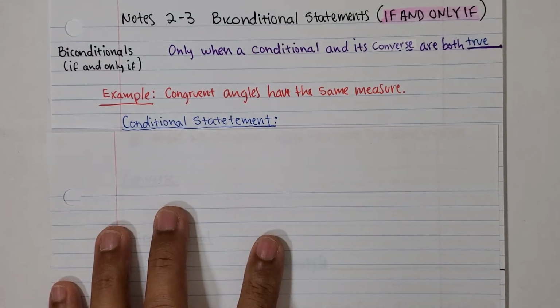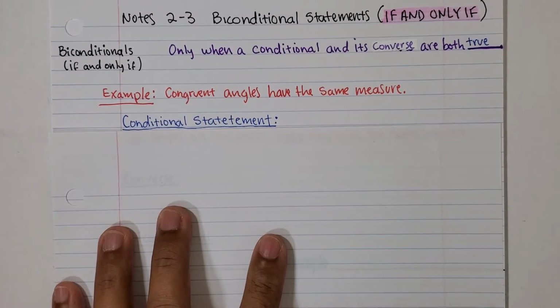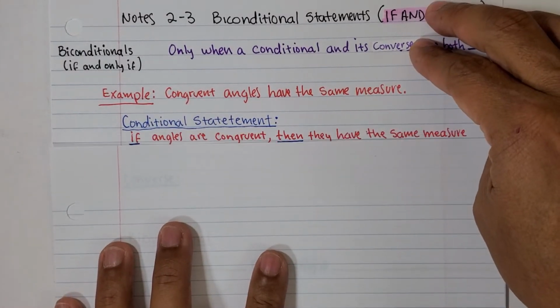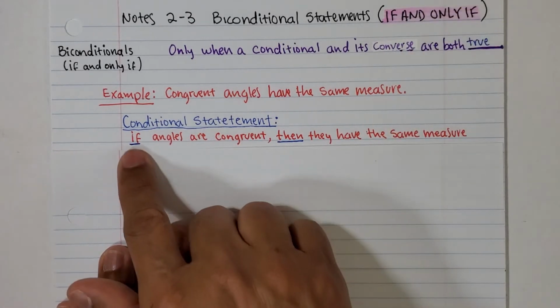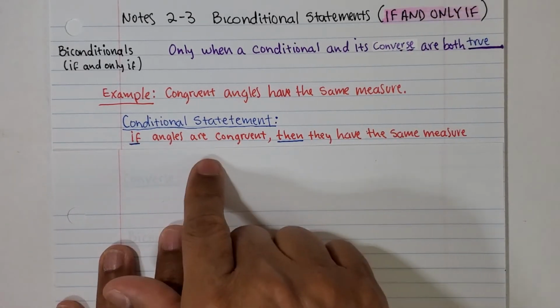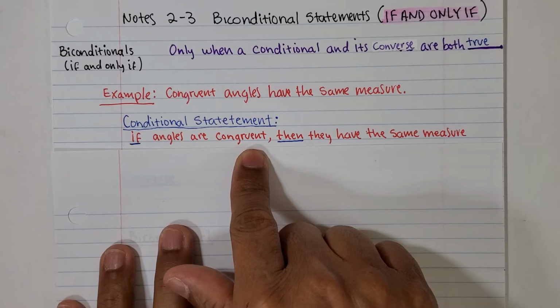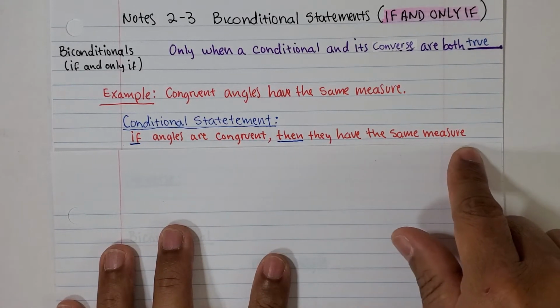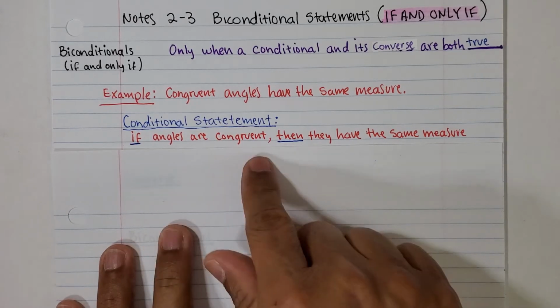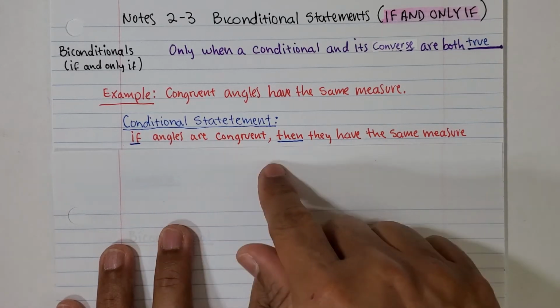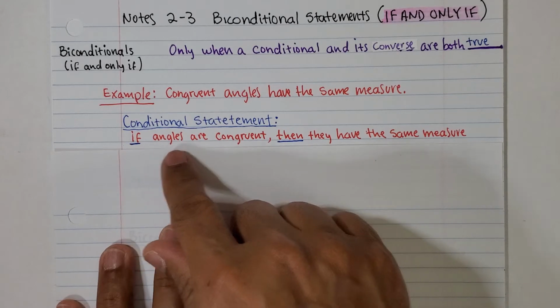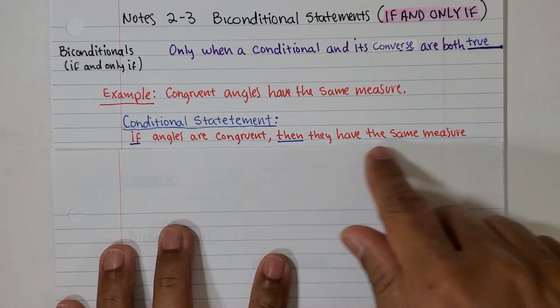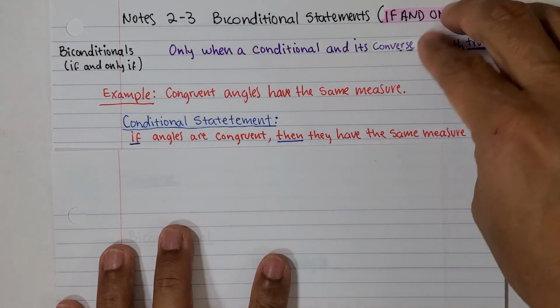Try to remember from yesterday, and then try to write it down, and then see if we get the same statement. So the conditional statement for this one would say if, and I'm underlining if from yesterday, if angles are congruent, then they have the same measure. So now this is a conditional statement, and you and I can disagree as to whether this is a true statement or a false statement. Okay, so there's the conditional.